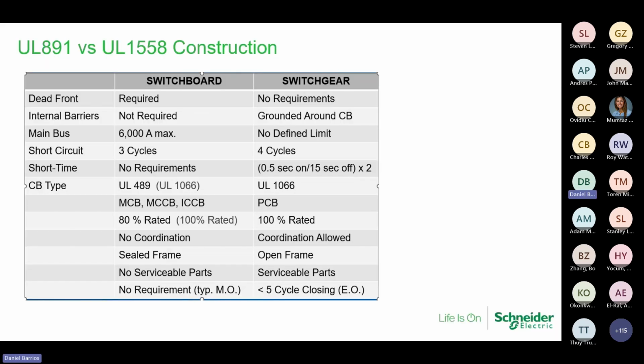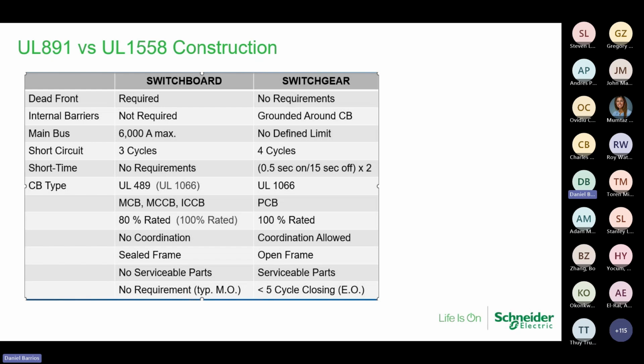A little bit of difference to UL 1558 and 891. So this one here, we still get asked these questions from you folks and from the electrical contractor or such. They still refer to it as switchboard or switchgear. Well, when you see our drawings come to you from ASCO, we always refer to it as paralleling switchgear. However, it may be an 891 construction, just our terminology.